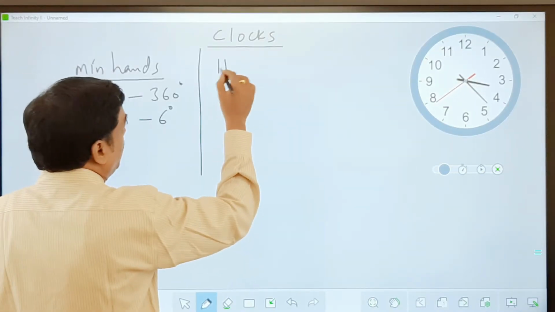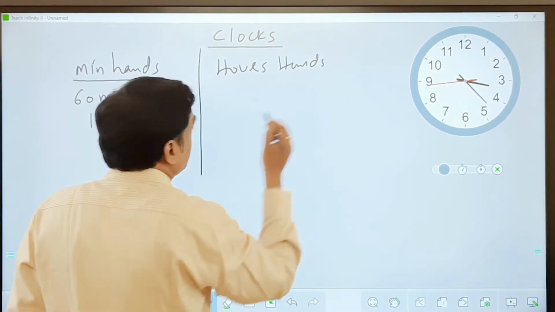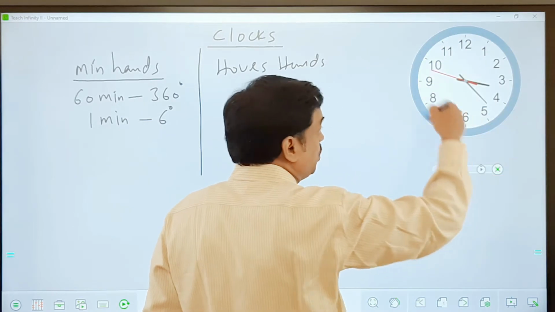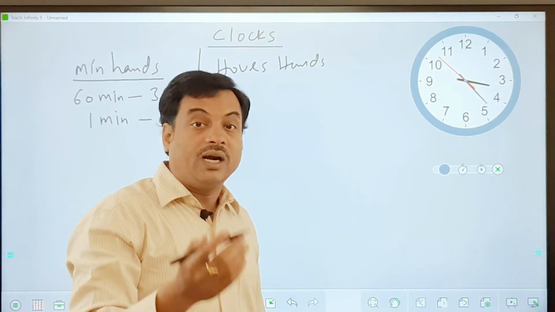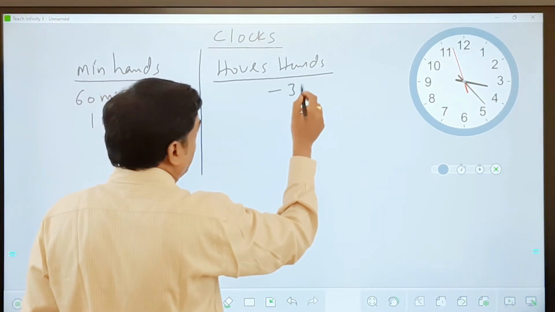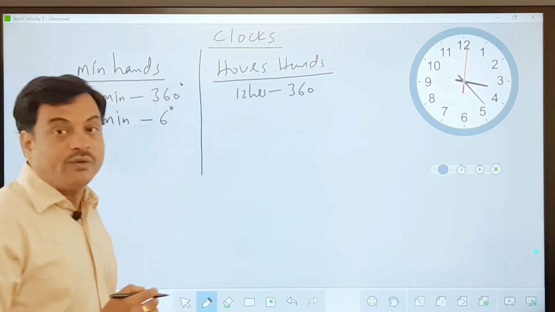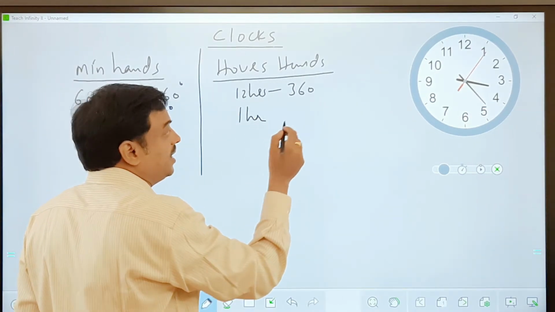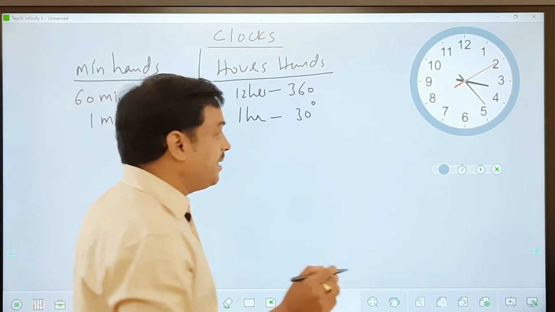Similarly, if I talk about the hours hand, imagine the hours hand is pointing at 12. Again to come from 12 to 12, that means it will cover a total of 12 hours of time. So covering 360 degrees by the hours hand will take 12 hours of time. And every hour, it will cover 30 degrees of angle. So what does that mean here?